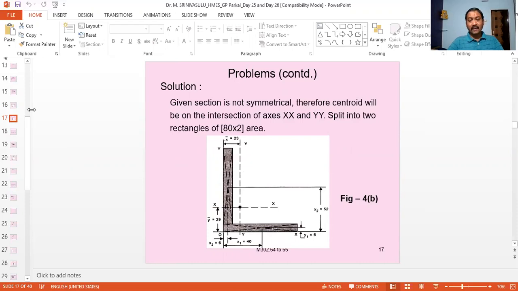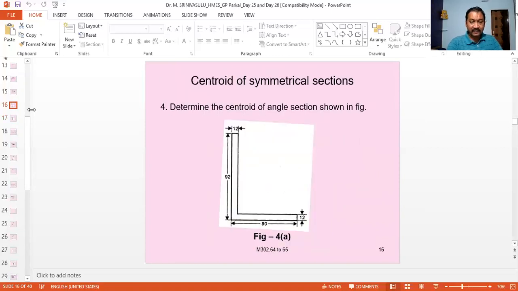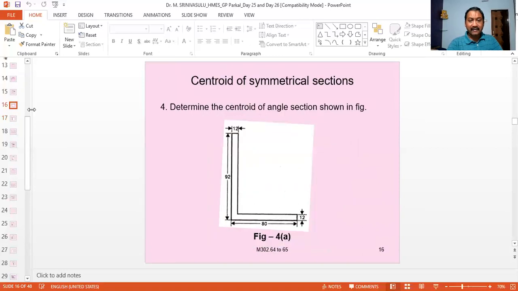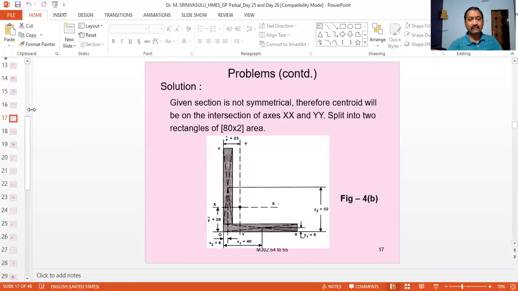One is the horizontal rectangle having a length of 80 and thickness of 12 mm, and rectangle 2 is the vertical rectangle having a length of 90 out of 92. So we have taken 12 for the bottom, so the remaining is 80 into 12. The second rectangle is also 80 into 12, so the height is 80 and thickness is 12. Now we got the two rectangles.